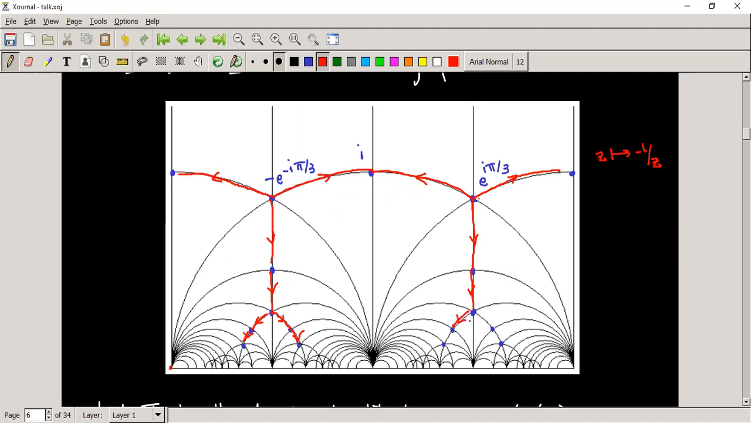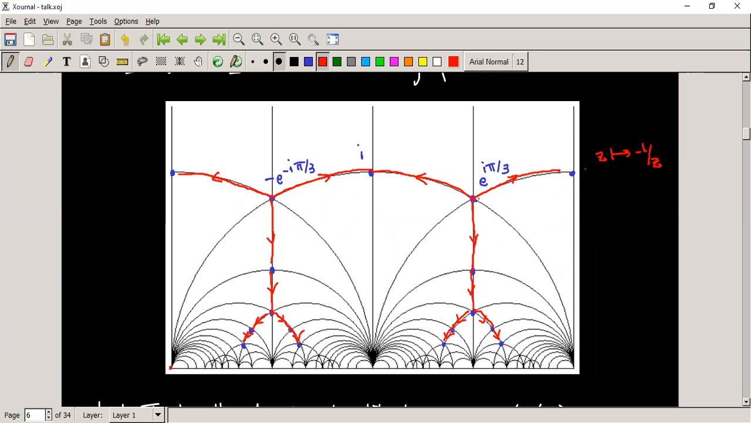Yeah. So that's the final translate. So SL2Z acts on this arc in a way that it translates it to this full tree. Yeah, okay.